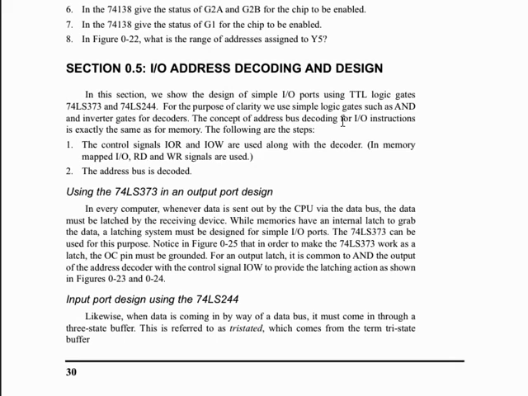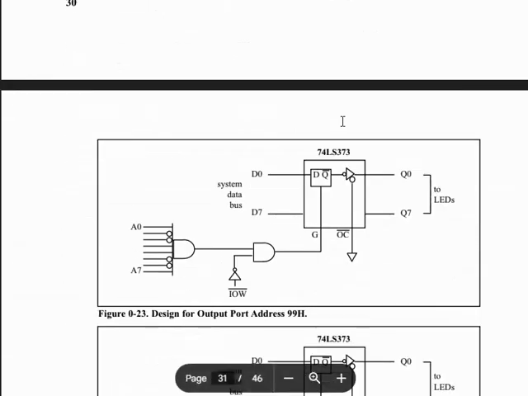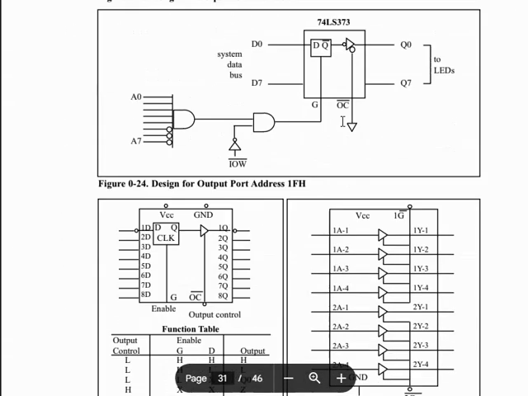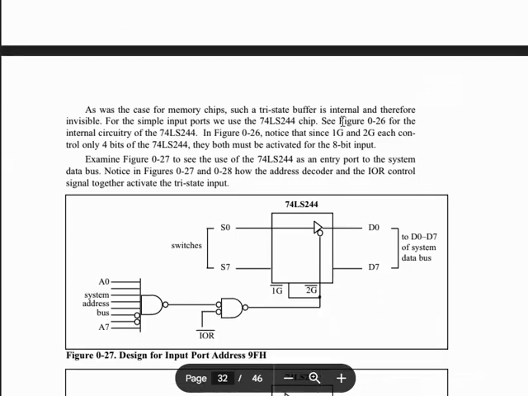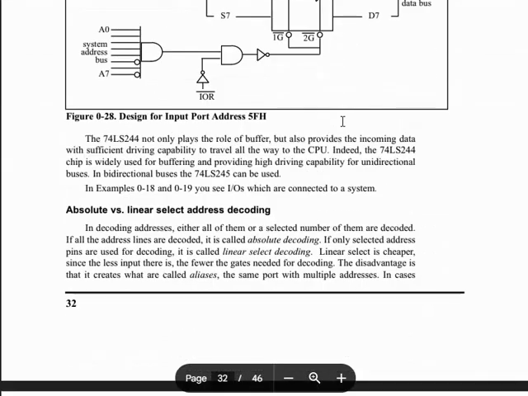Then it is input port designing using the 74LS244 3-state buffer, used to allow data to come in through the data bus. Tri-state refers to the 3-state buffer, which can be in one of 3 states: high, low, or high impedance. Then moving on, we get this block diagram, the circuit diagram of the topic we read.